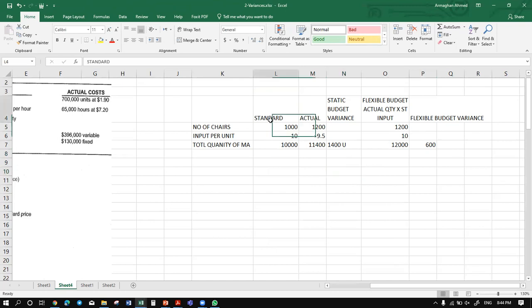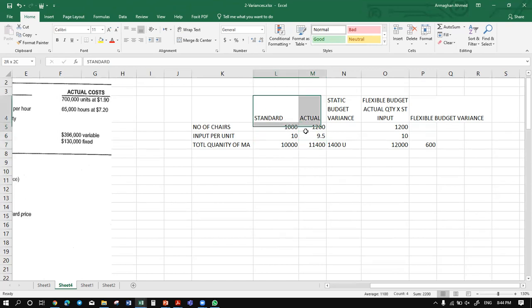Let me tell you again, Saqib. For the standard, you want to make 1000 chairs. Each chair requires 10 input, so that is 10,000 square foot you need. When the actual result came, you come to know that instead of 1000 chairs, you produced 1200 chairs, and on average you used 9.5, meaning 11,400 square foot of material was actually used.